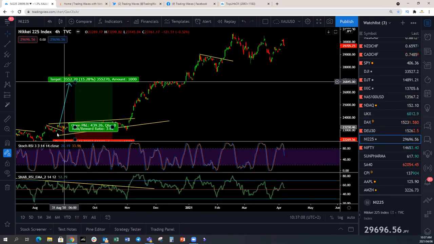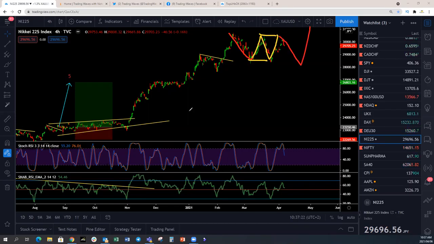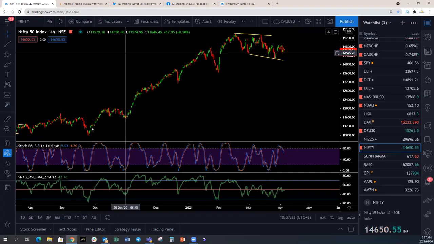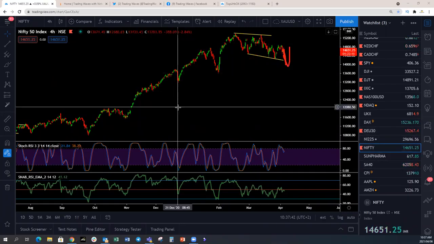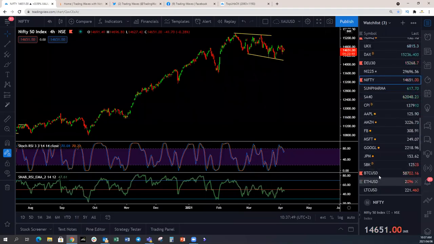Nikkei could make this structure as follows, before pushing up higher. Nifty. Looks like we are going to see one more down here. That is Nifty. Let's look at Bitcoin.